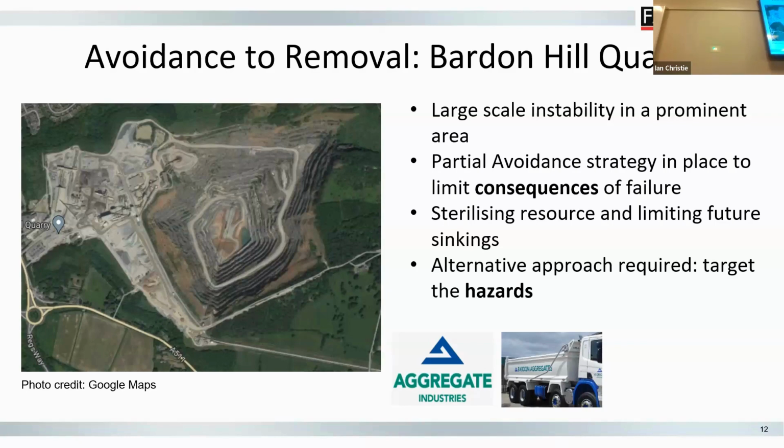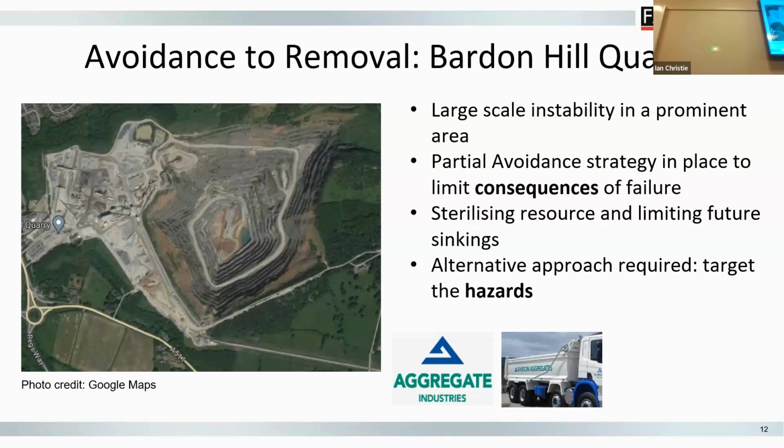So originally at the quarry, there was quite a noticeable area of large scale instability on one of the faces. And the operator at the time was basically implementing a sort of partial avoidance strategy, staying away from underneath that area to try and limit the consequences of failures. The problem being it was sterilising some of the resource and it was limiting future sinkings by basically narrowing the geometry of the bottom of the quarry. So an alternative approach was required in targeting the hazards instead of the consequences.